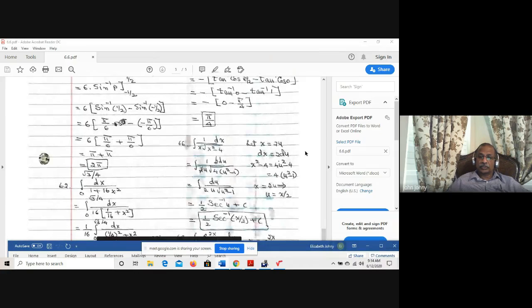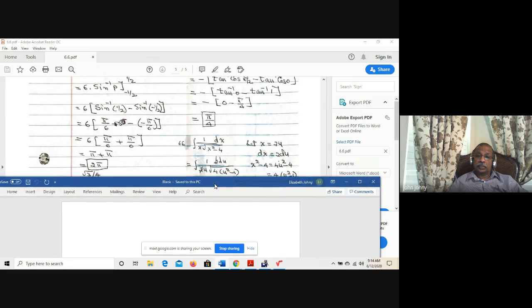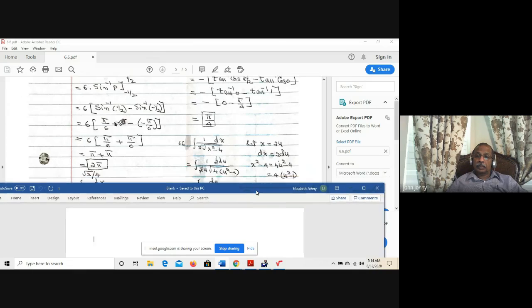Number 66. 1 over x times square root of x square minus 4. So first you substitute x is equal to 2u. X is equal to 2u. Dx is 2 du. So dx is 2 du. X is 2u. Square root of x square is 4u square. Yeah, I simplified it here. 4 times u square minus 1. X square minus 4 is 4u square minus 4, which is 4 times u square minus 1.